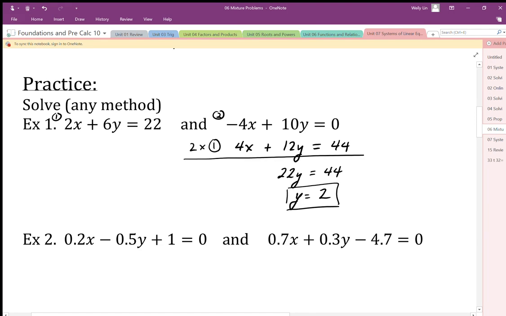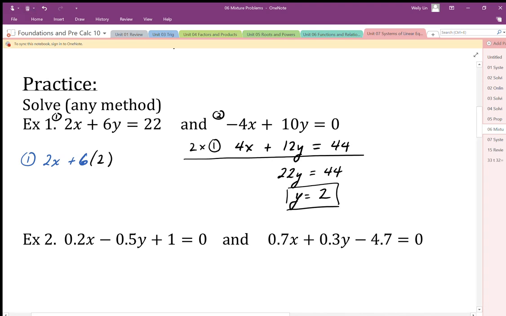Now, a system has an x and y solution. Remember that when we look at the graph of it, the solutions are where they intersect, and the intersection has both an x and y coordinate. So we have to solve for the other variable, in this case x. I'm just going to plug it into one of the two equations. I'll arbitrarily choose equation 1, and substitute that y equals 2 into this equation.